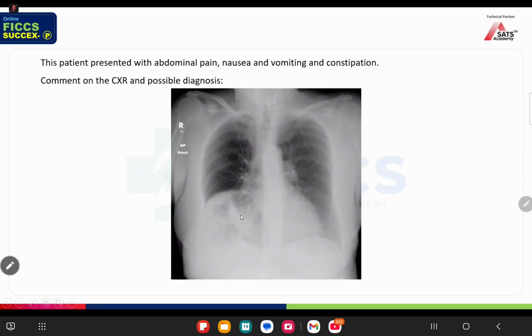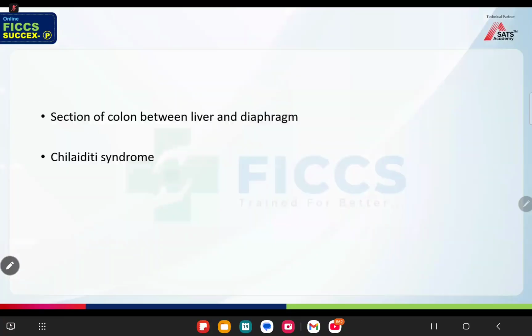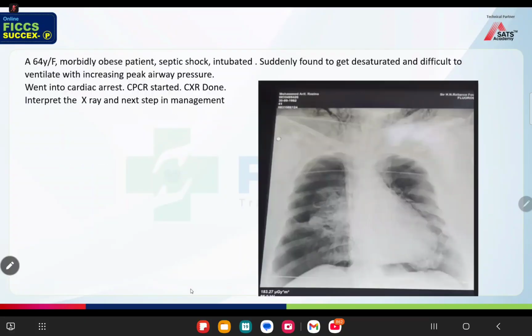Chilaiditi syndrome is when this syndrome occurs. Okay, these are special X-rays. So this is a section of colon between the liver and the diaphragm. You can see the haustrations also in that.